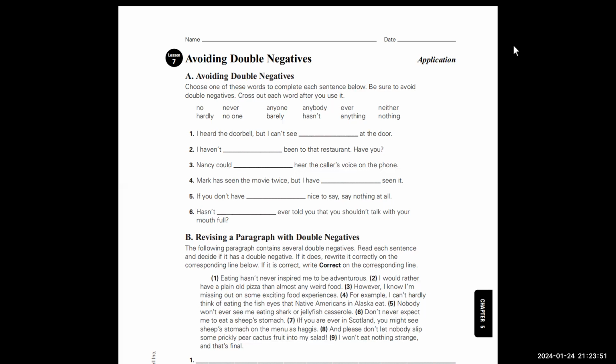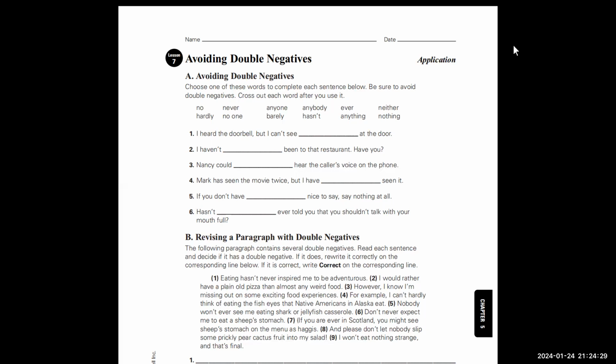Okay, so anyone or anybody are both correct for that. It's either of the two. Or no one is also correct. Do you agree? So there are three possible correct answers, but not anything. Okay, number 2. I haven't ever been to that restaurant. Have you? Okay, that's correct.